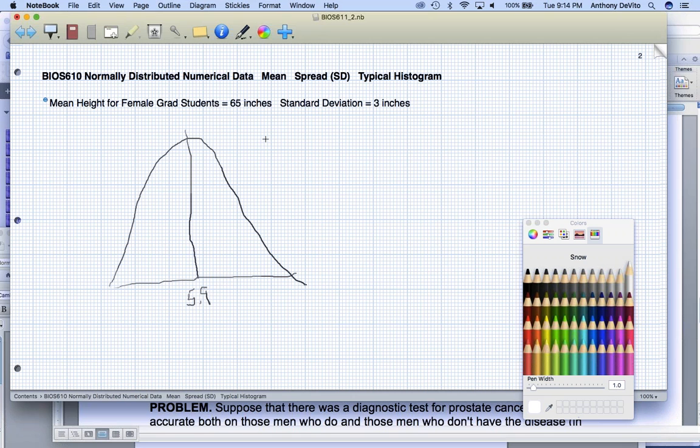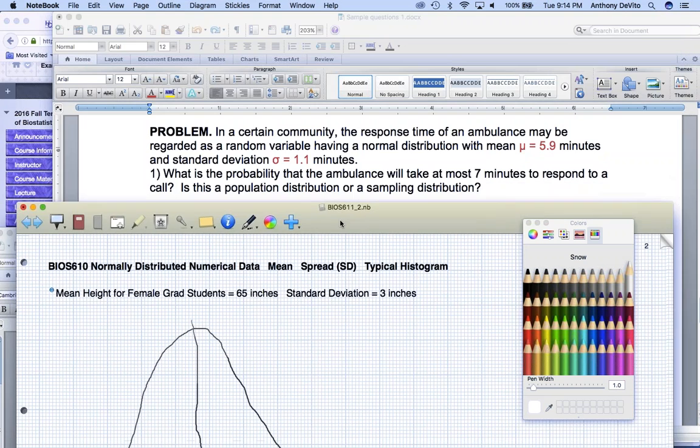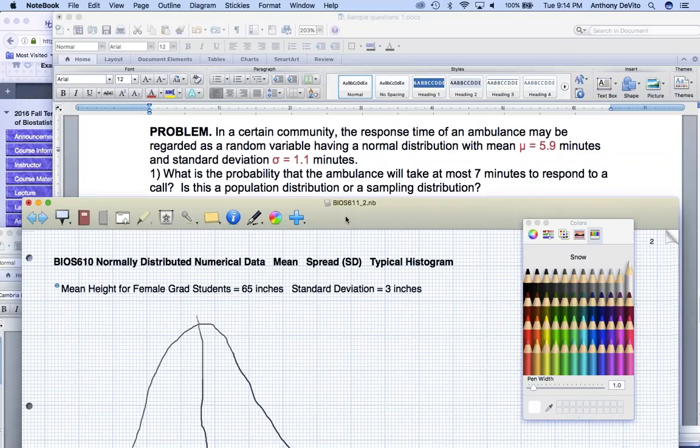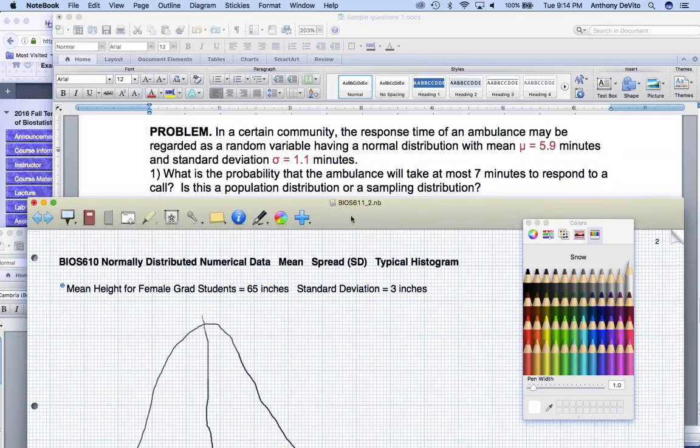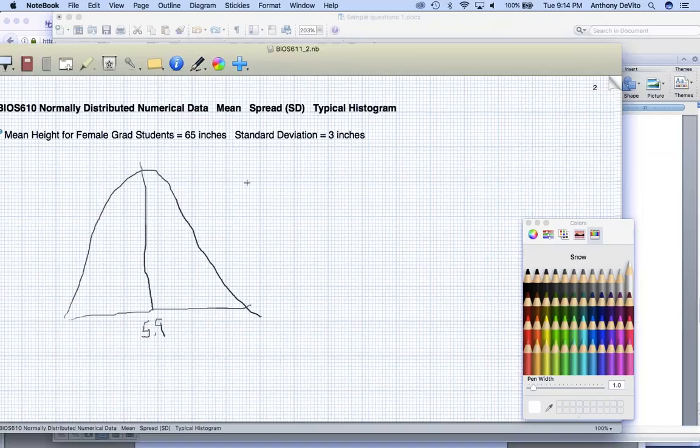And the standard deviation is equal to 1.1 minutes, and the mean is equal to 5.9. Now, based on what I've just written here, am I dealing with a population distribution or a sample distribution? Anybody want to tell me which one I'm working with here? There's kind of a dead giveaway on what I just wrote here.